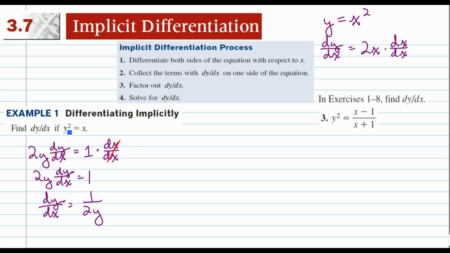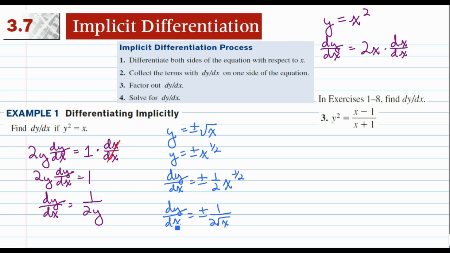Now what you could have done is right off the bat said, okay, y squared equals x means y equals plus or minus the square root of x. Well, then that is y equals plus or minus x to the 1/2. So the derivative of both sides would be dy/dx equals plus or minus 1/2 x to the negative 1/2, which means dy/dx equals plus or minus 1 over 2 square root x. Well, by definition, y equals plus or minus square root x. So the plus or minus and square root x get left out, and I have 1 over 2y, the same as I got in doing implicit differentiation.